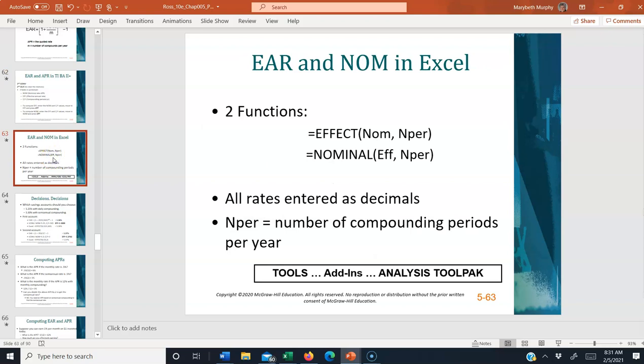In Excel, unless you've installed the Analysis ToolPak, which is an add-in, you will not be able to do these. It doesn't cost you anything to add the ToolPak in, but you can do that. And if you do, you can use the effective rate and nominal functions to calculate the EAR and the APR.